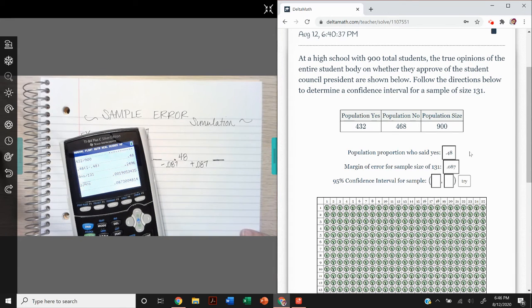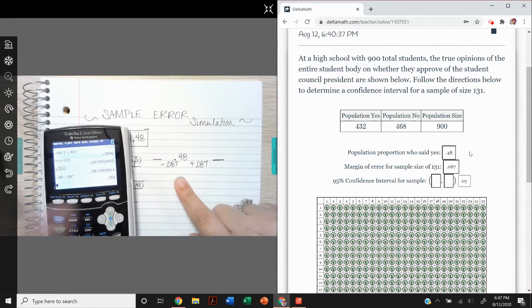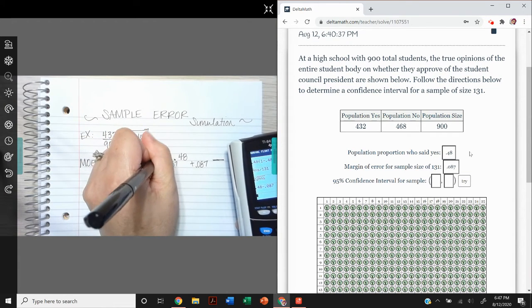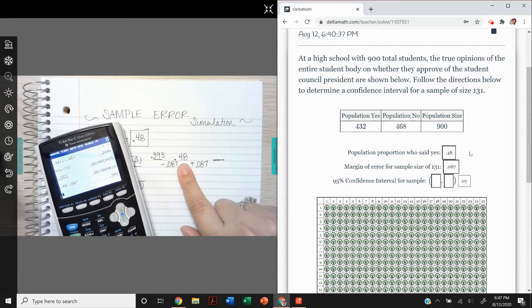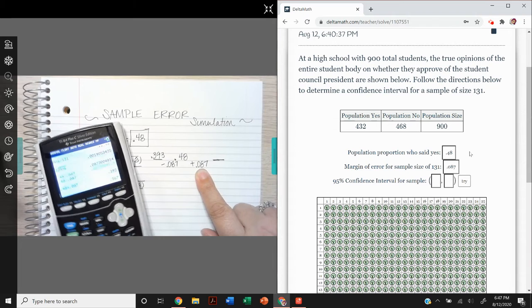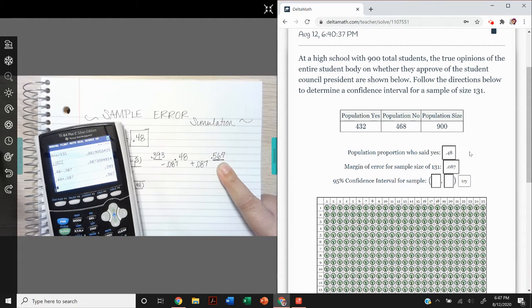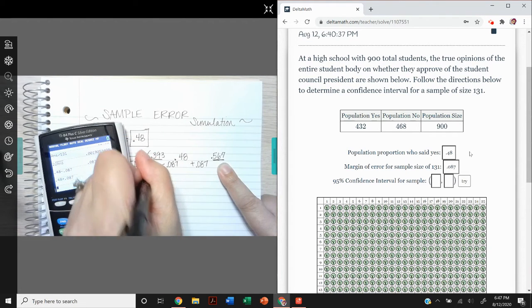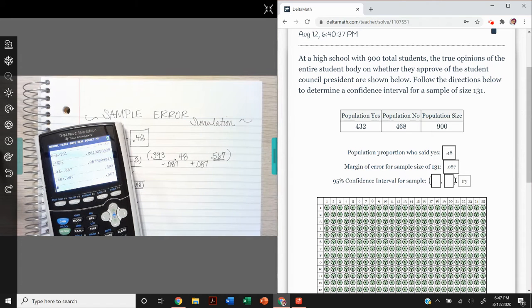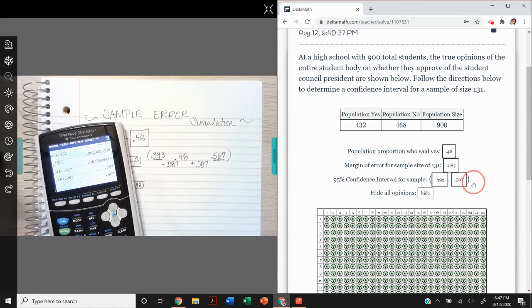All right. So if I take 0.48, and I subtract 0.087, that gives me 0.393. And then I'm going to take 0.48, and I'm going to add 0.087. So that gives me 0.567. All right, so these two values create my interval that I'm going to type in here. So 0.393, 0.567. Now I'm going to click try.